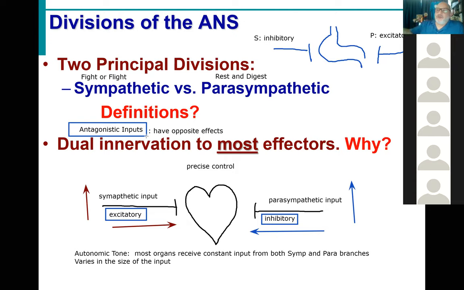So we are going to decrease blood flow, decrease activation of our stomach. But if we are resting and digesting, right, if we've just had that big, huge Thanksgiving dinner and we're sitting down to watch TV, then our parasympathetic is going to increase blood flow, increase activation of the stomach to take care of that big, huge meal we just ate.